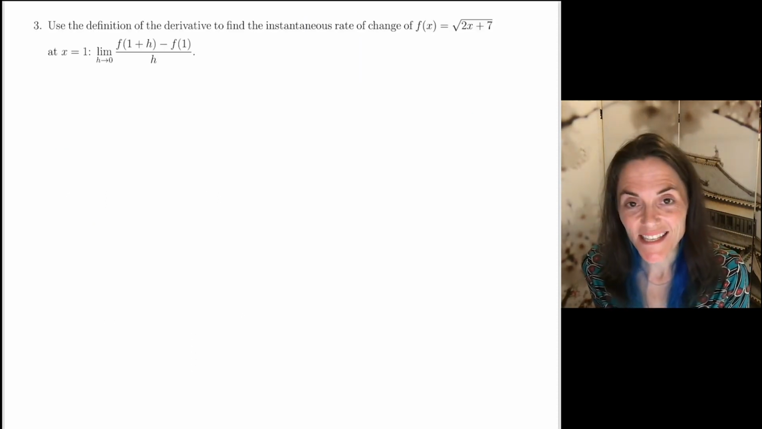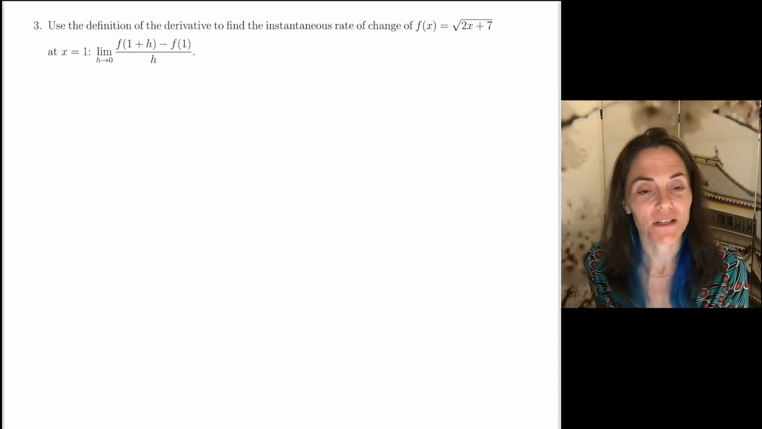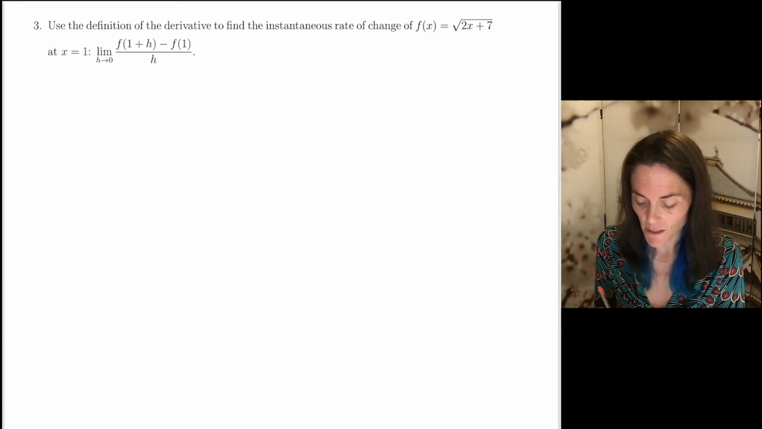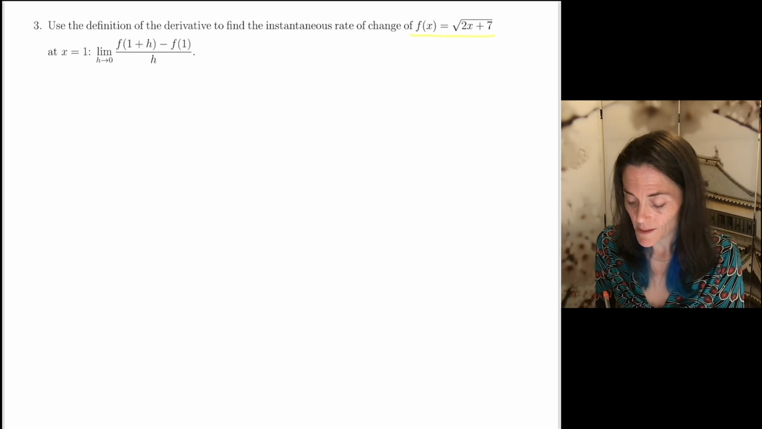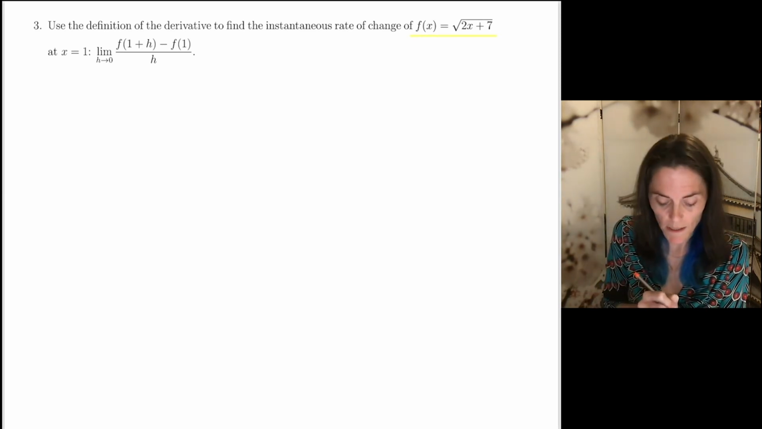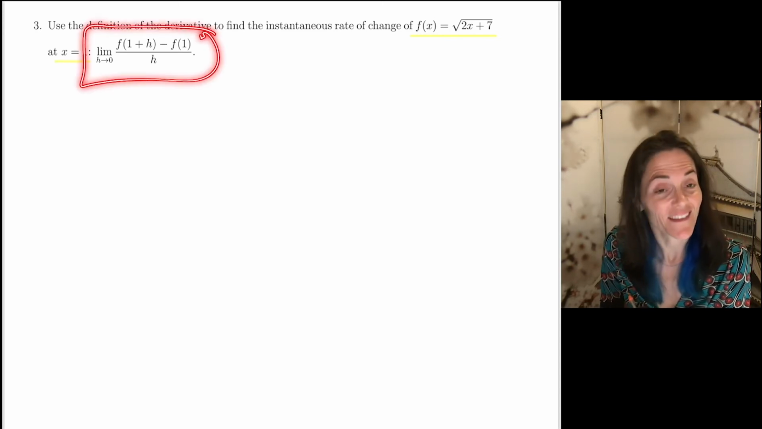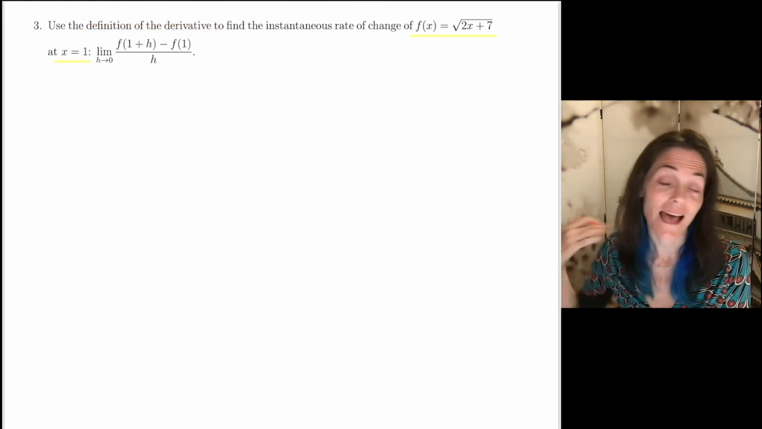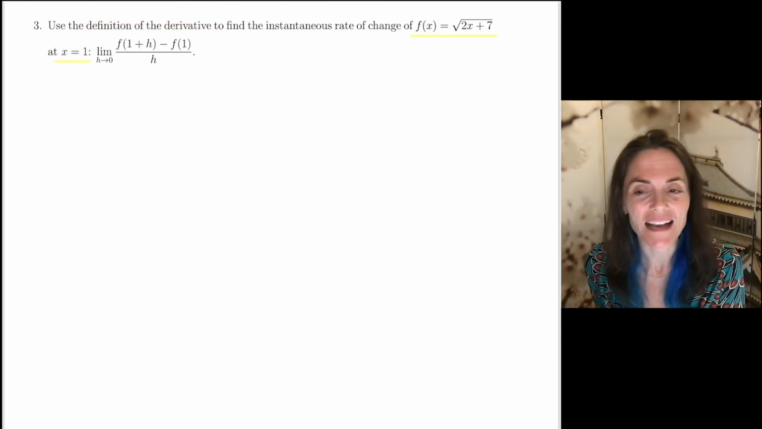Now we have a definition of derivative problem. We want to find the instantaneous rate of change of this function. f of x is the square root of 2x plus 7 at x equals 1. And I'm supposed to use the definition, and I even give it to you here. So we had a difference quotient on the last quiz and also on the last quiz practice.